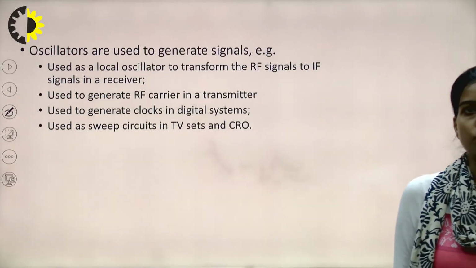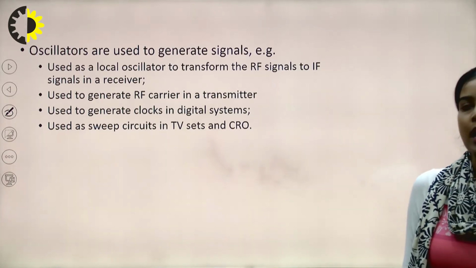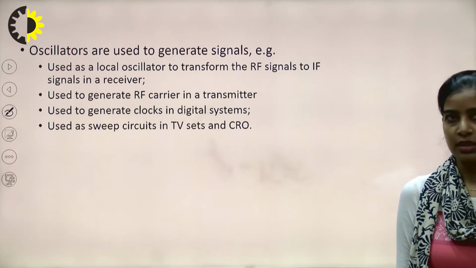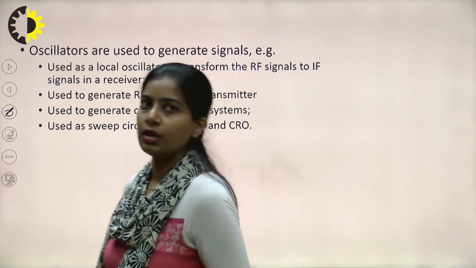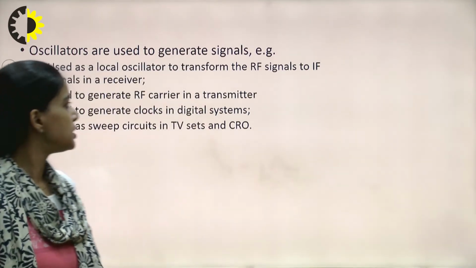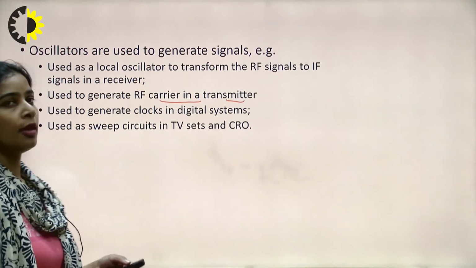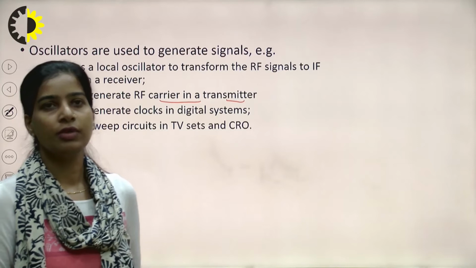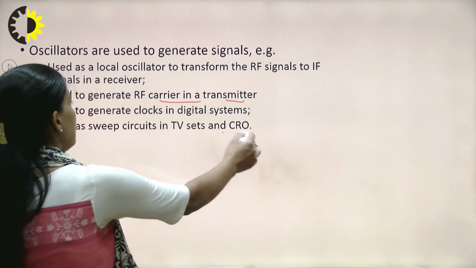Oscillators are used to generate signals. They are used as a local oscillator to transform the RF signal to IF signal in a receiver. They are used to generate the RF carrier in the transmitter. We can use them to generate the clock in digital systems. We can use them as a sweep circuit in TV sets and CROs.